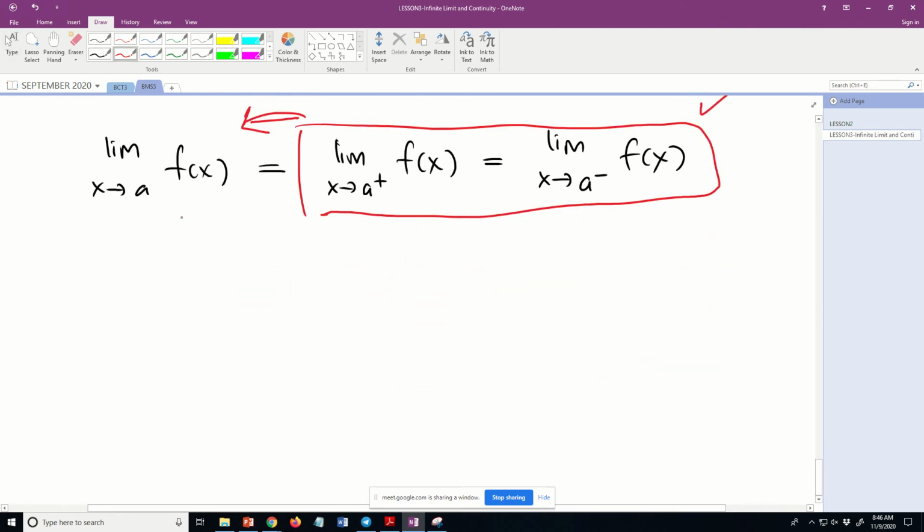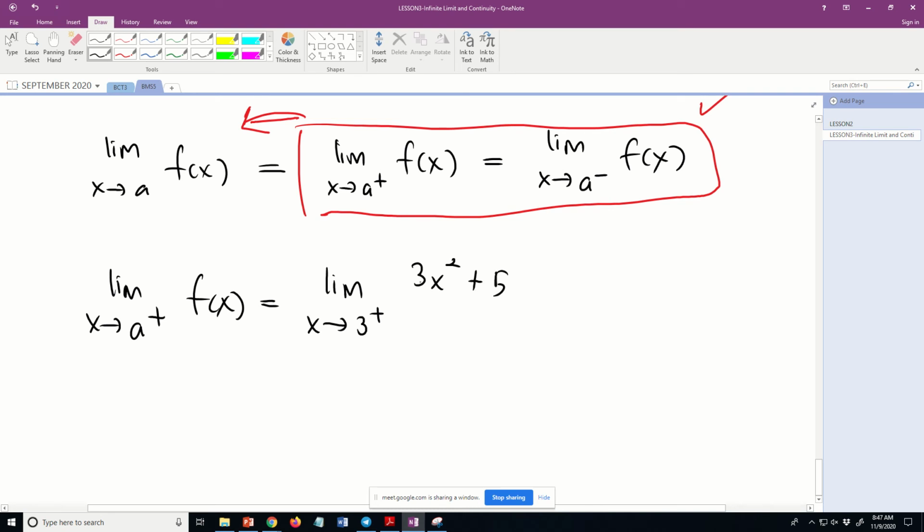Okay, how do I write it? I'm going to write the limit as x approaches a positive of f(x) equals. What do you mean by a positive? Here it is 3 positive. So 3 positive for the function, which is (3x squared plus 5) over (2x plus 1). I substitute the function back in.